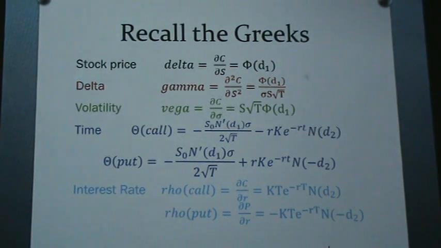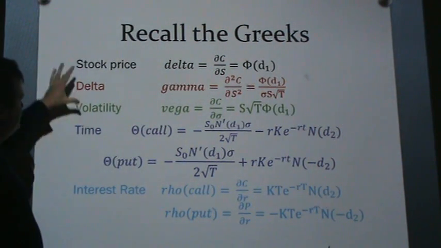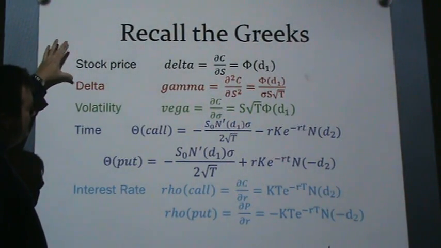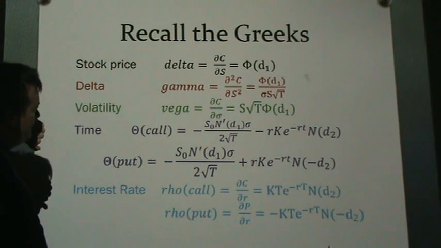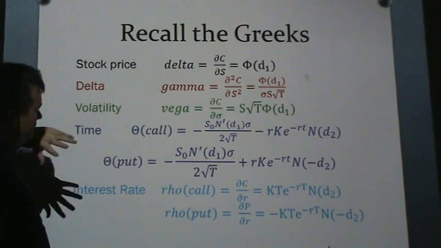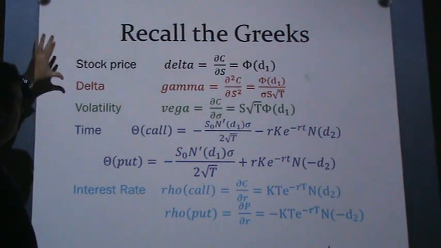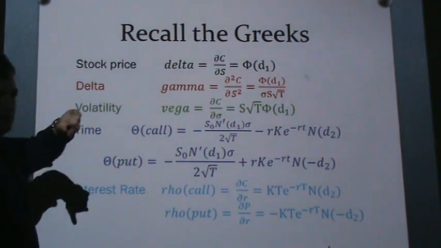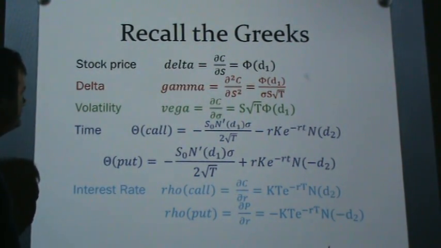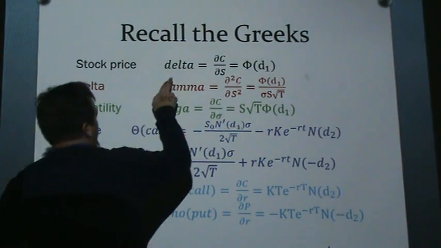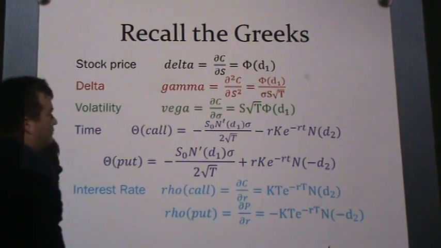So the Greeks are a collection of Greek letters, and they're basically considering the fact that we're calculating the price of an option, and there's about 5 or so parameters that go into calculating the price. We say, well, what if one of the parameters was to change? What effect would that have on the call price or the put price? So delta ends up being the change on the call price with respect to the change in the stock price.